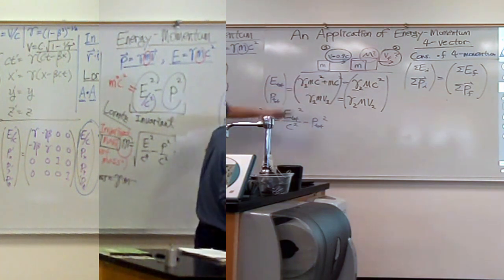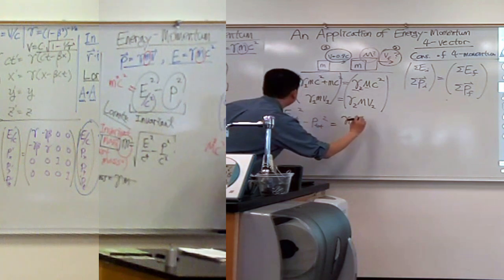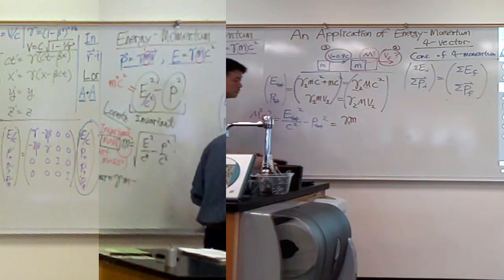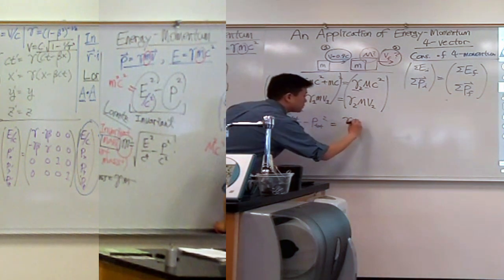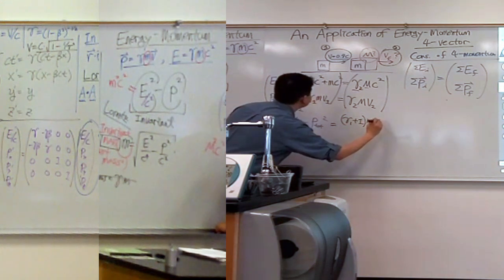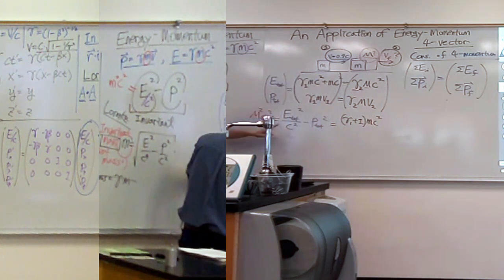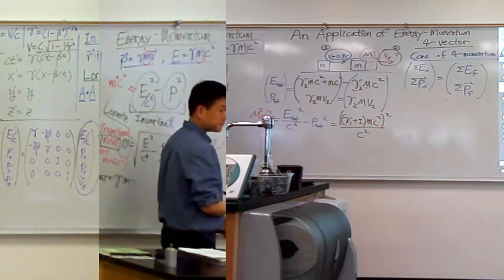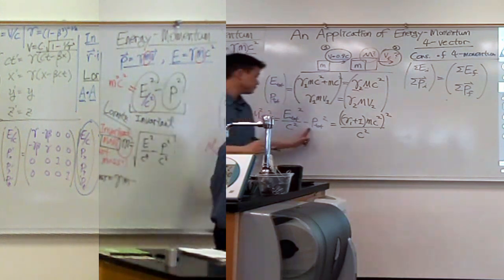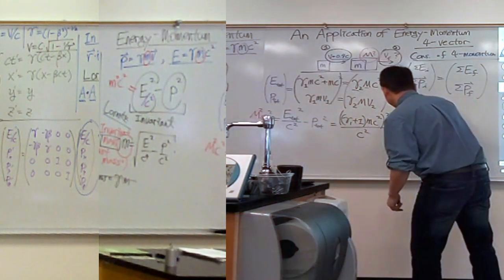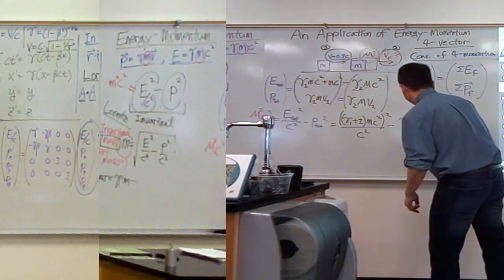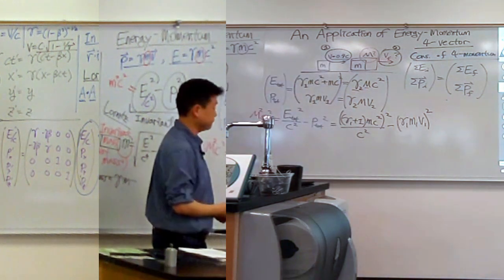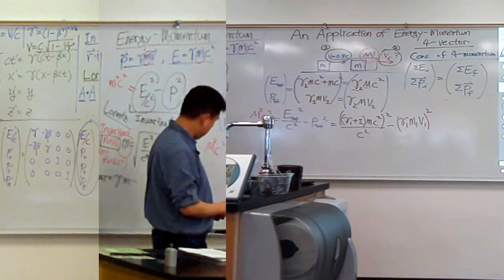So total energy, that's gamma 1 plus 1, times mc squared, the whole thing squared, divided by c squared, minus the momentum, gamma 1 m1 v1, squared. All right.